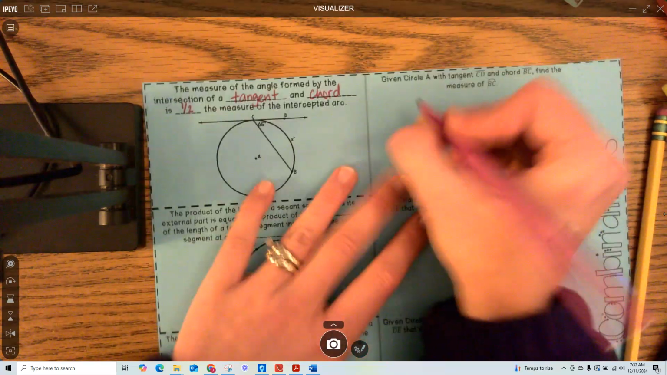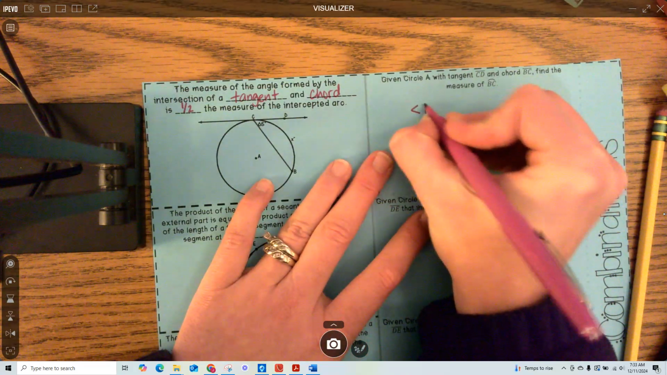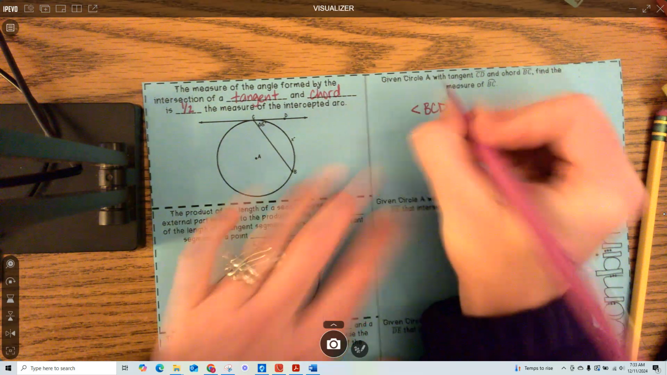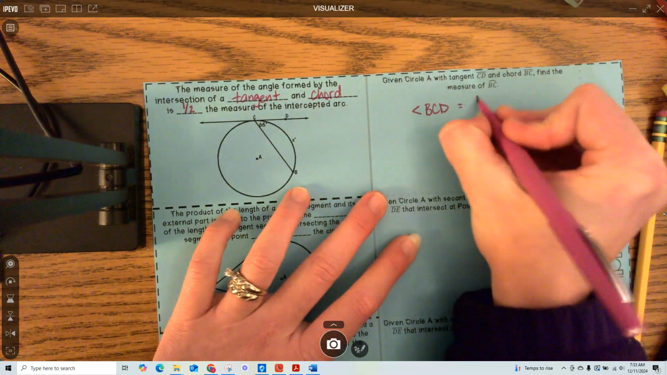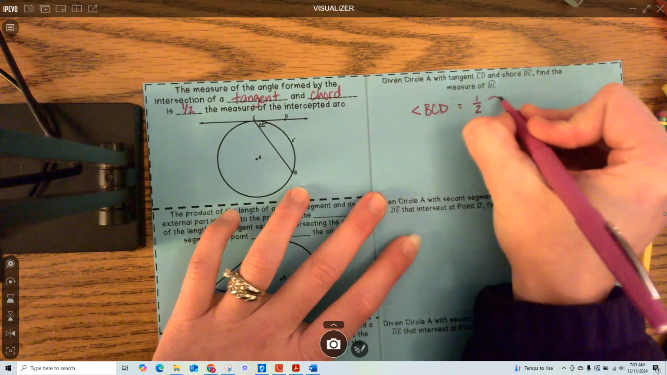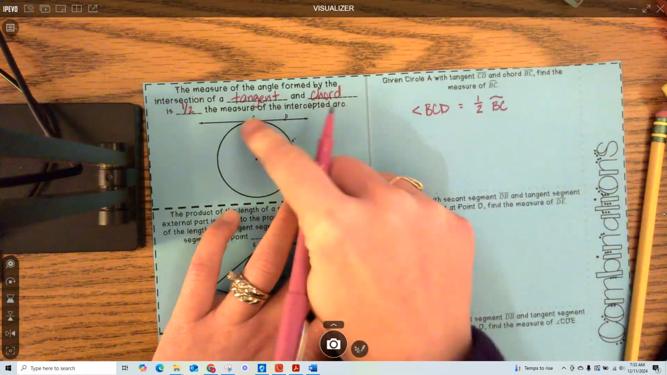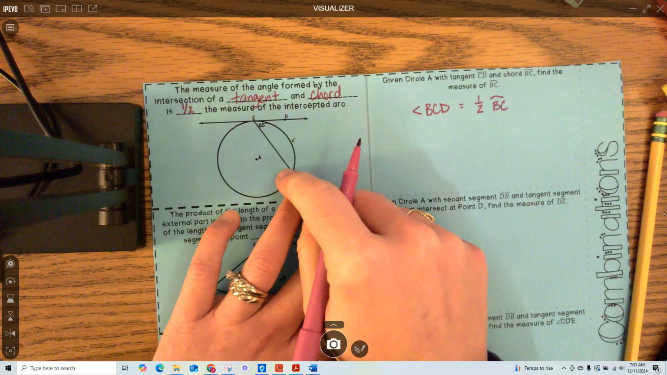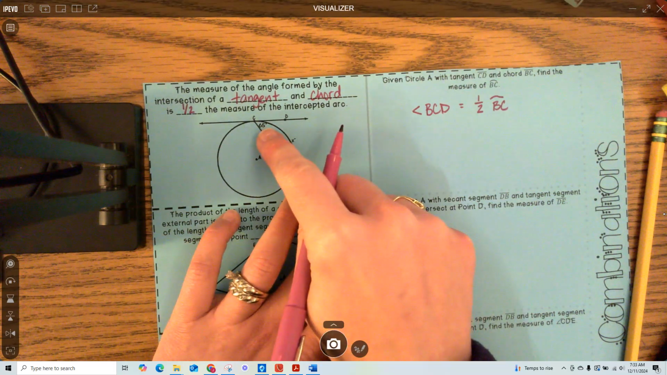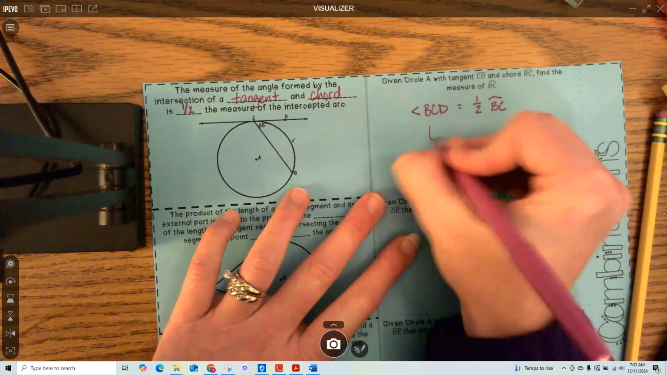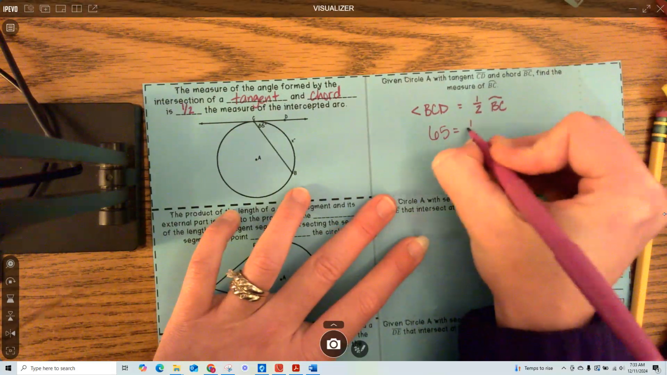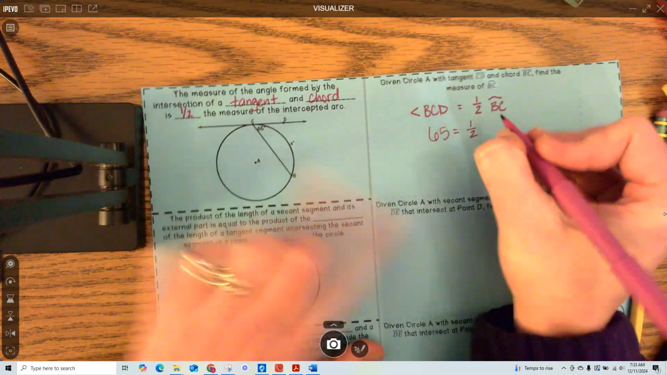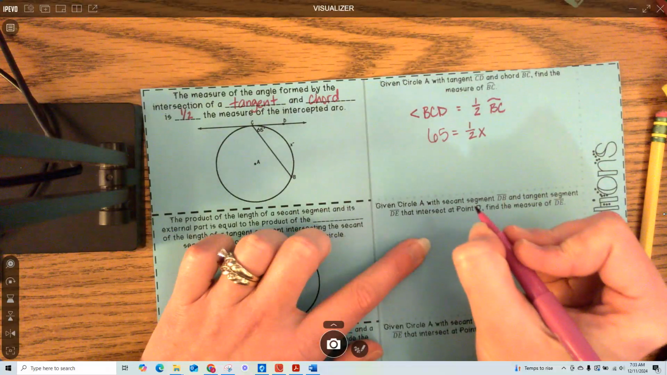So, angle BCD, this angle that's formed here, is equal to half the arc that's created by these two pieces, which is BC. So we know BCD is 65. And so BC, which is X, is going to be half of that.